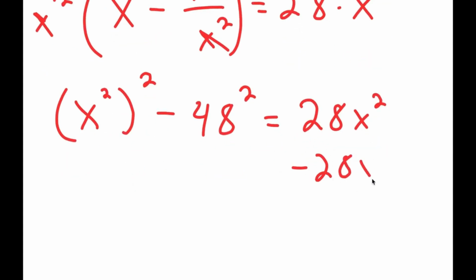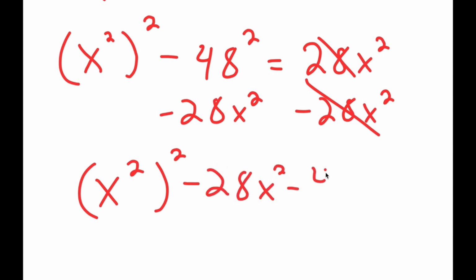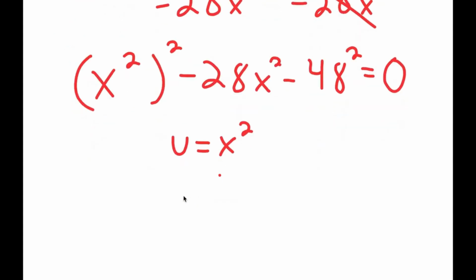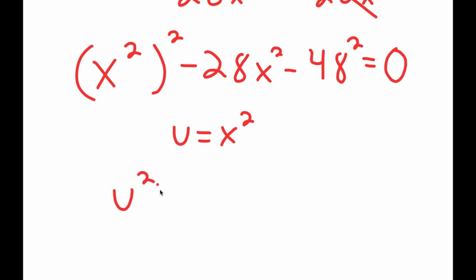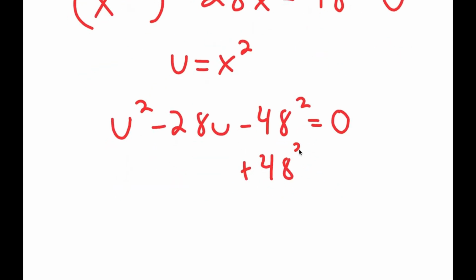Now I'm going to subtract 28x squared on both sides. So I get x squared to the power of 2 minus 28x squared minus 48 squared is equal to 0. Now I'm going to set u equal to x squared. So I get u squared minus 28u minus 48 squared is equal to 0. And now I can solve this by completing the square. So I'm going to add 48 squared back.